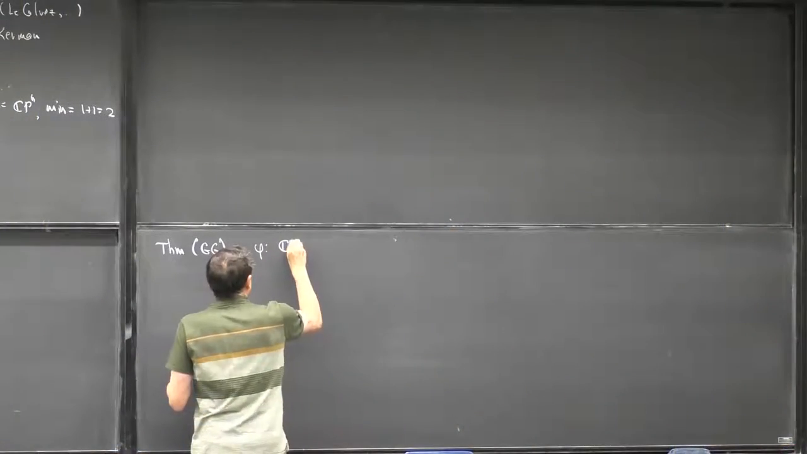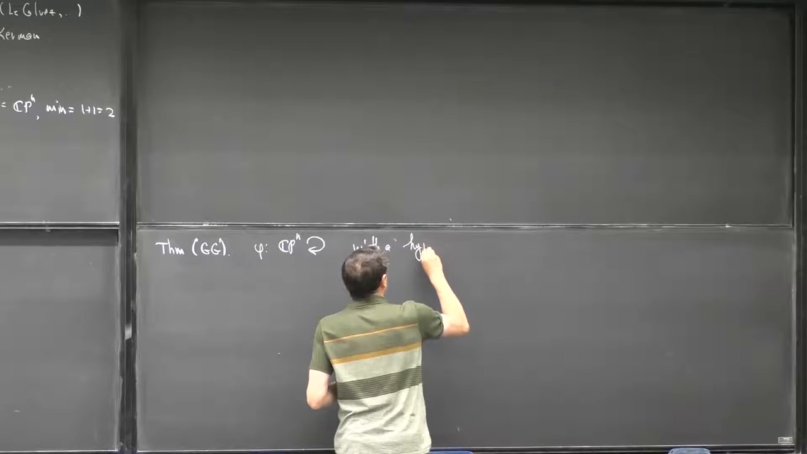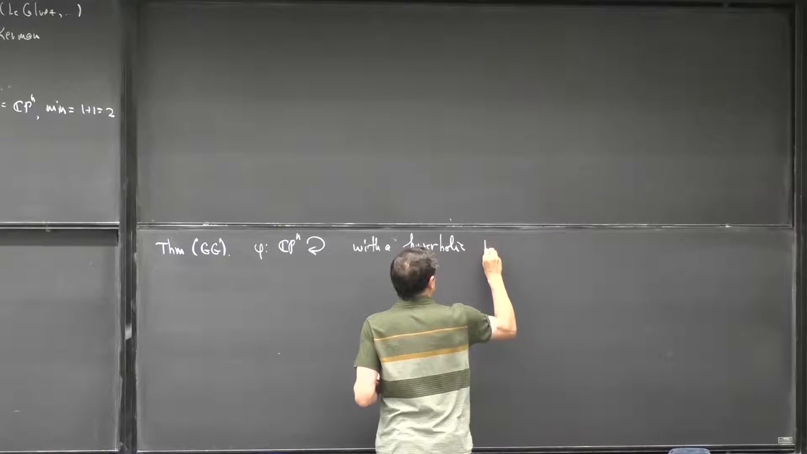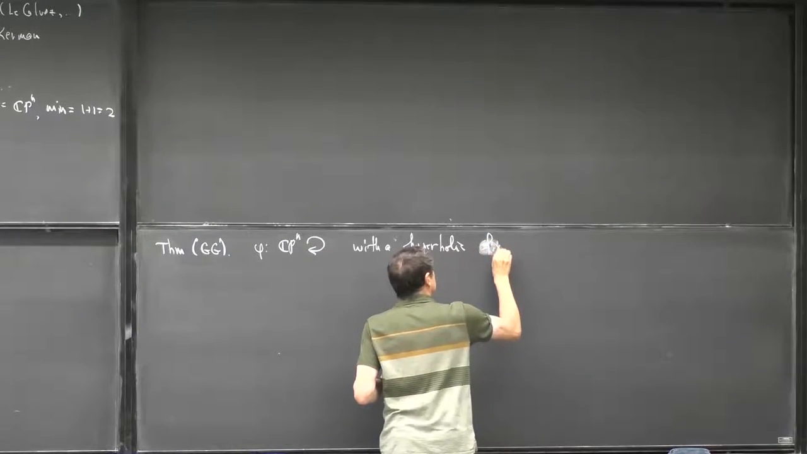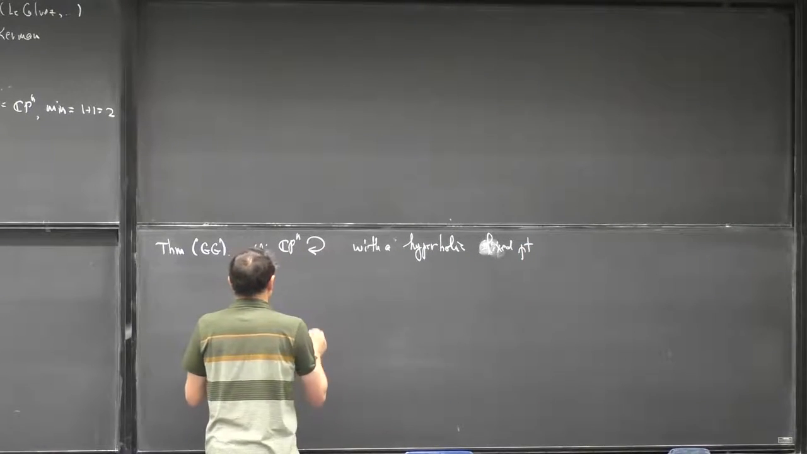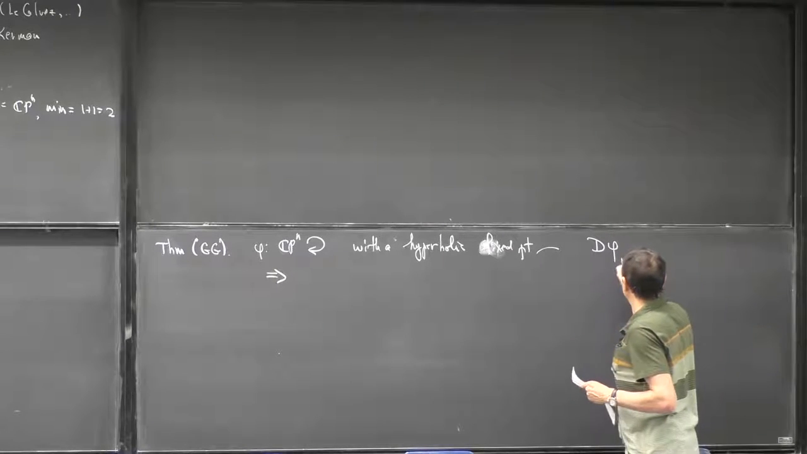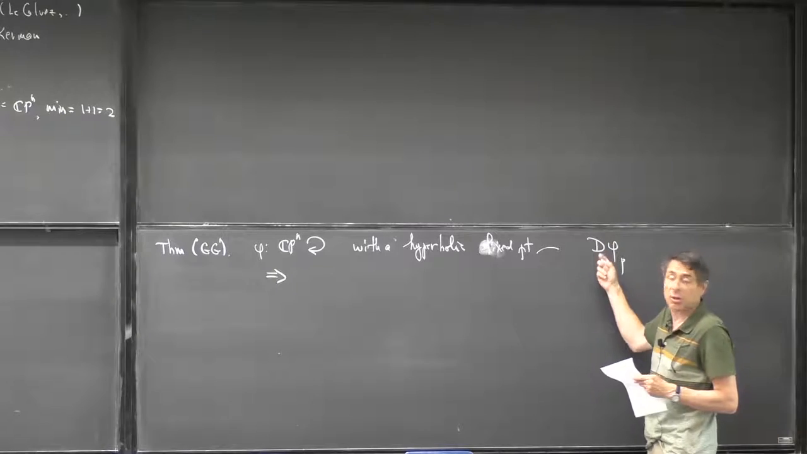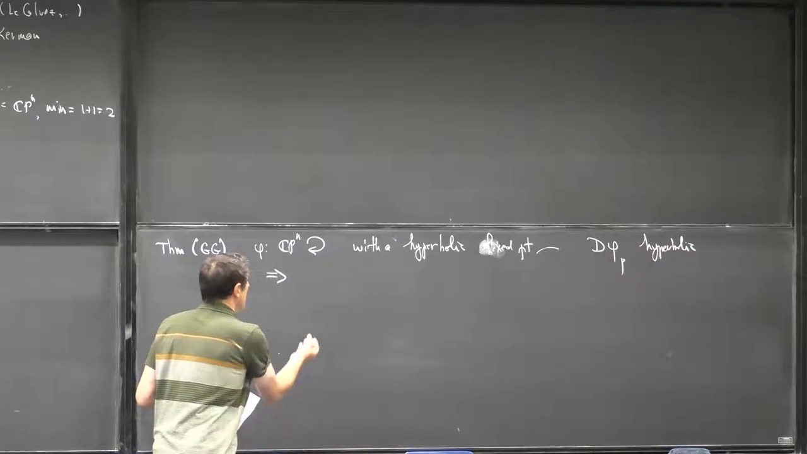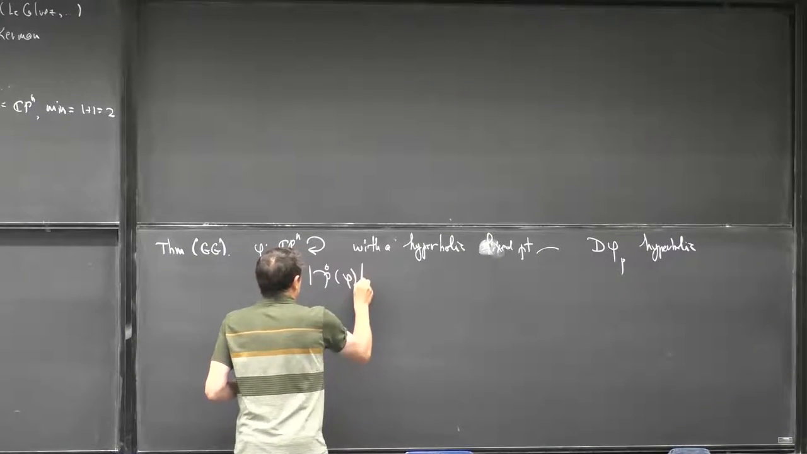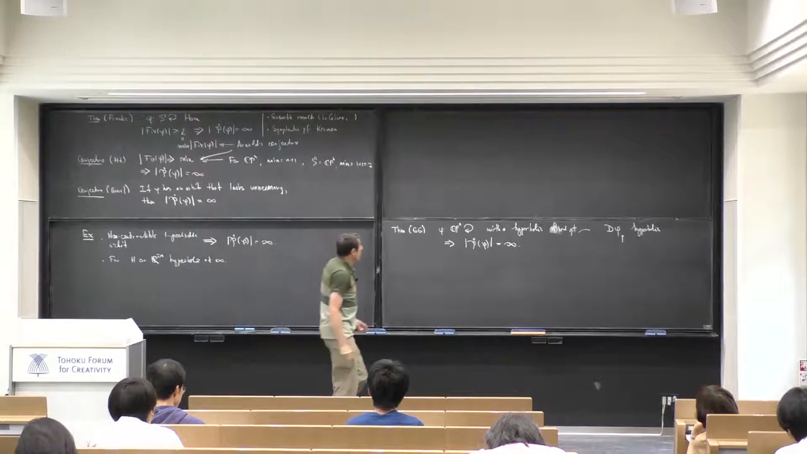So let's say I have a Hamiltonian diffeomorphism of CPN with a hyperbolic one periodic orbit or fixed point. That simply means that the differential, the derivative of phi at this point, has no eigenvalues on the unit circle. Then phi has infinitely many simple periodic orbits.